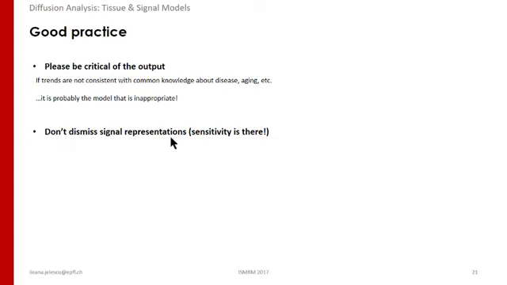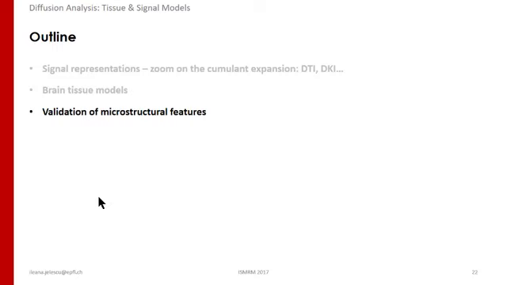And also, don't dismiss signal representations because the sensitivity is there. What I often hear about biophysical models is, well, at least it's multi-shell, it's still better than DTI. And I'm like, yes, so is DKI. So if all you care about is sensitivity, do stick with, for example, signal representations.